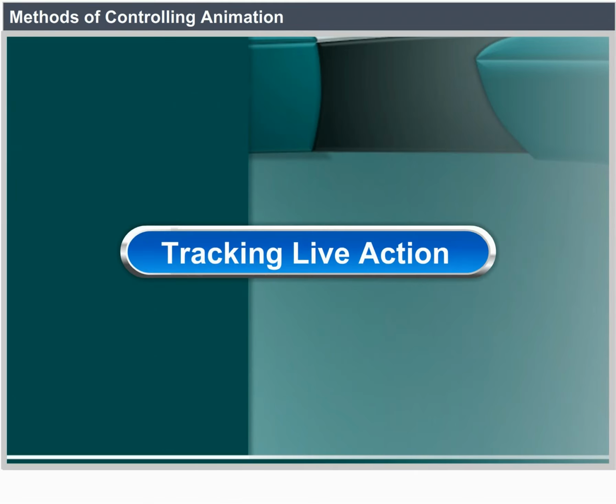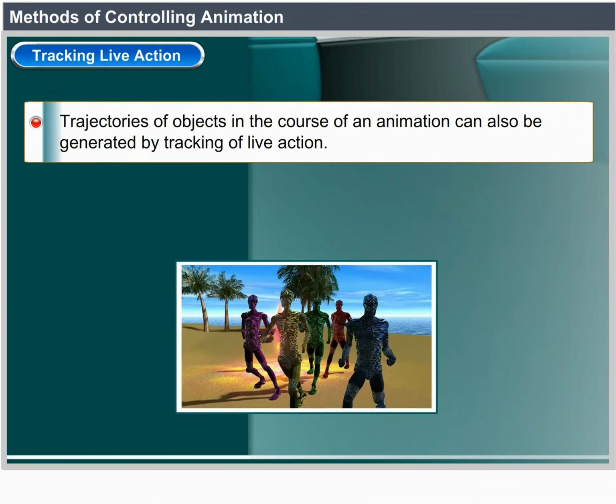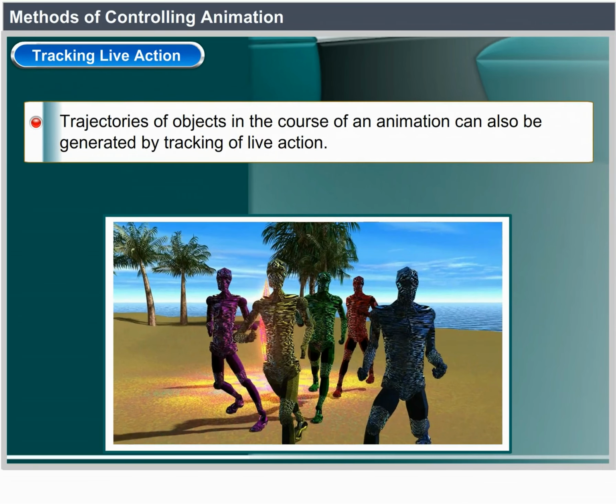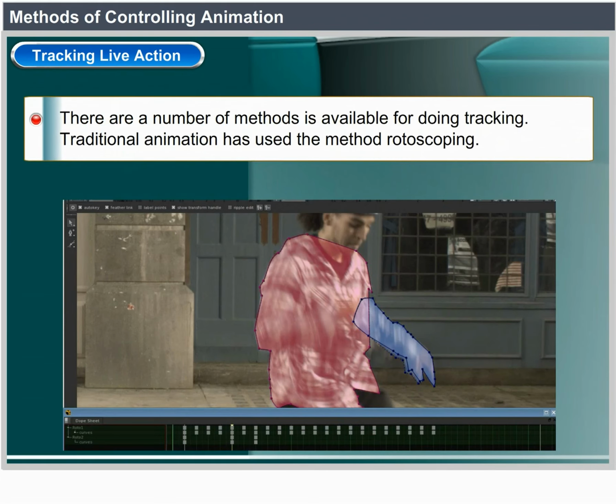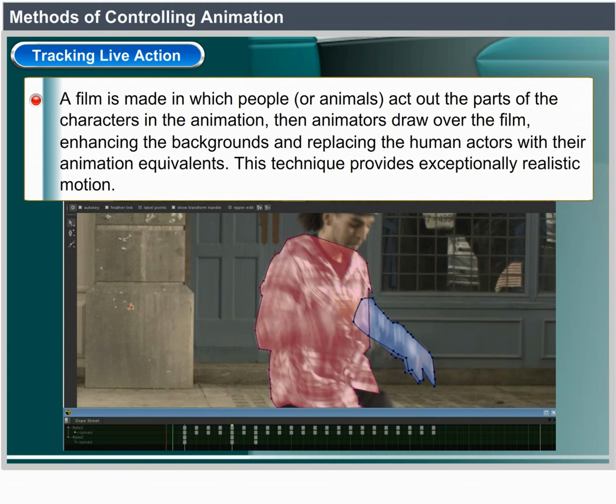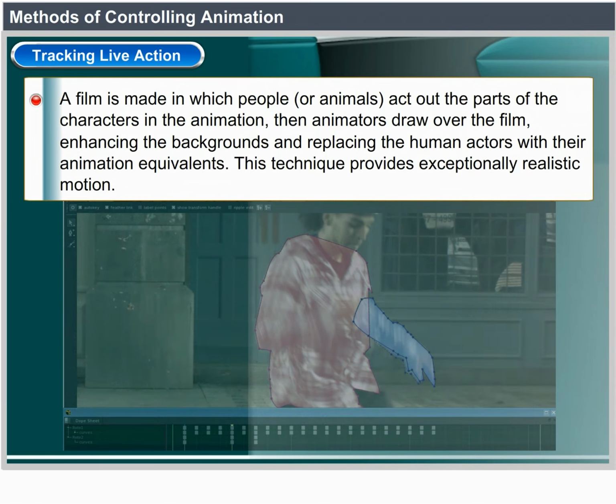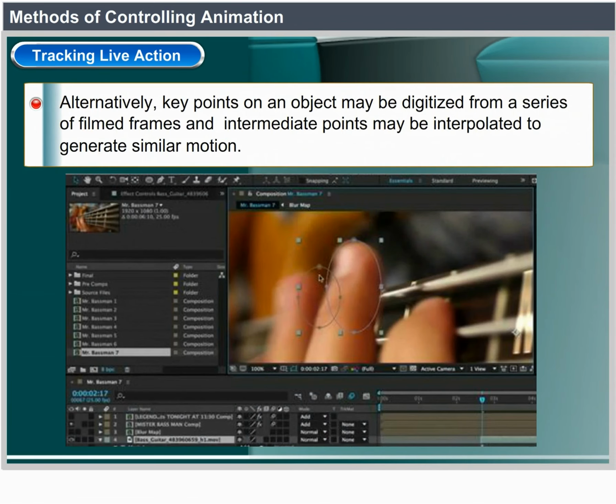Tracking live action. Trajectories of objects in the course of an animation can also be generated by tracking of live action. There are a number of methods for doing tracking. Traditional animation has used rotoscoping. A film is made in which people or animals act out the parts of the characters in the animation. Then animators draw over the film, enhancing the backgrounds and replacing the human actors with their animation equivalents. This technique provides exceptionally realistic motion. Alternatively, key points of an object may be digitized from a series of film frames, and then intermediate points may be interpolated to generate similar motion.